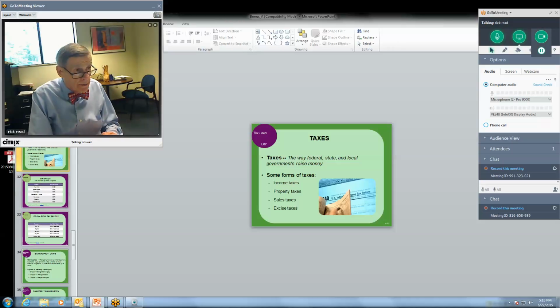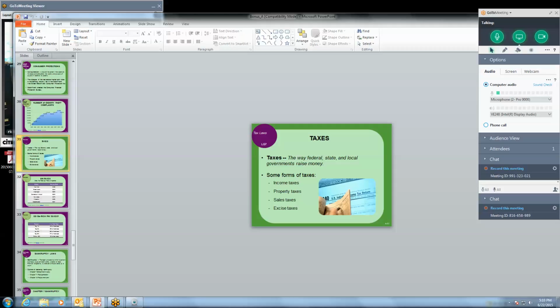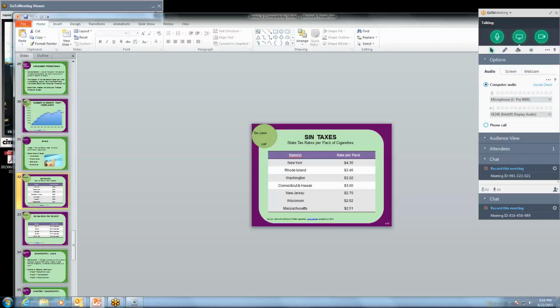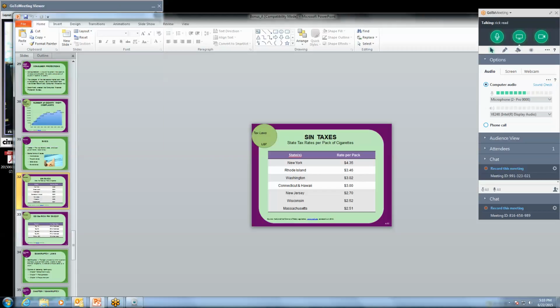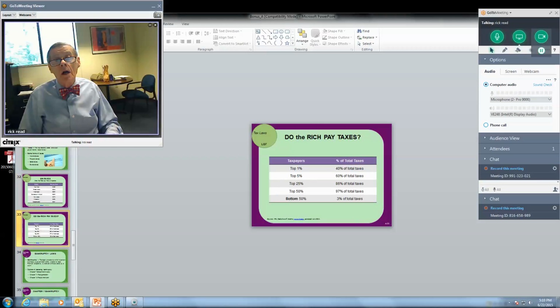Taxes. We have various forms of taxes: income, property, sales, and excise. These are different taxes that states slap on different companies. They call them sin taxes. This is one that talks about taxes on cigarettes. This goes back to 2011. You notice that New York puts a $4.35 tax on a package of cigarettes. We're a long way from the days when cigarettes used to cost a quarter or less a pack.